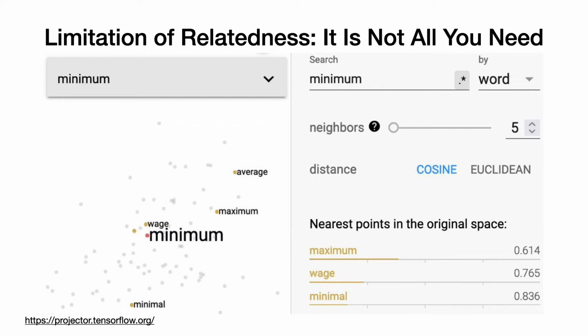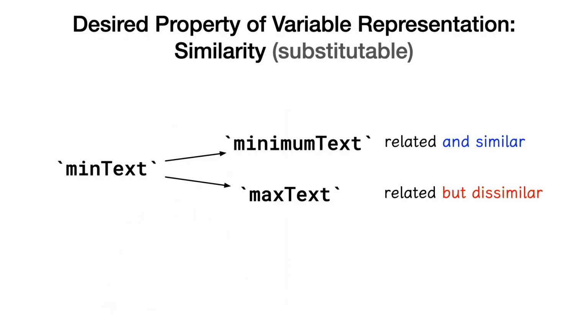However, the ideal result we want, perhaps in most cases, is minimal or mean, which has a similar meaning to the word minimum. So here is another very important property of variable representation, which is similarity. We want to intentionally distinguish similarity from relatedness. By similarity, we mean two variables are similar to each other if they are substitutable or interchangeable. In the following example, min text and minimum text are related and they are similar.